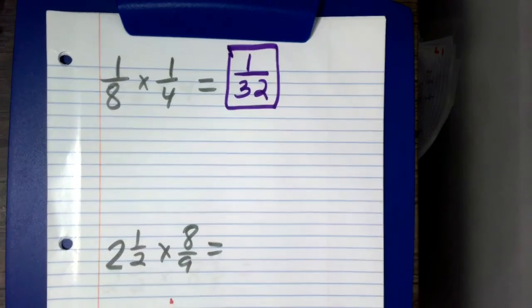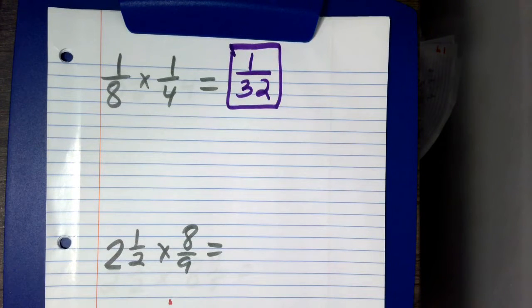For our next problem, we have a mixed number times a regular fraction. In this case, we need to take this 2 1/2 and turn it into an improper fraction. The way that we can do that is we can multiply 2 times 2 and get 4, and then add 1 for 5. So it becomes 5/2.